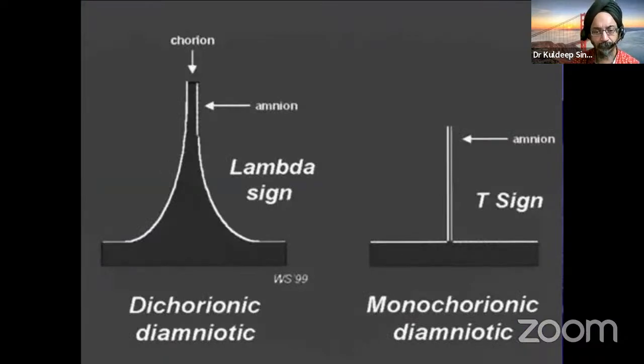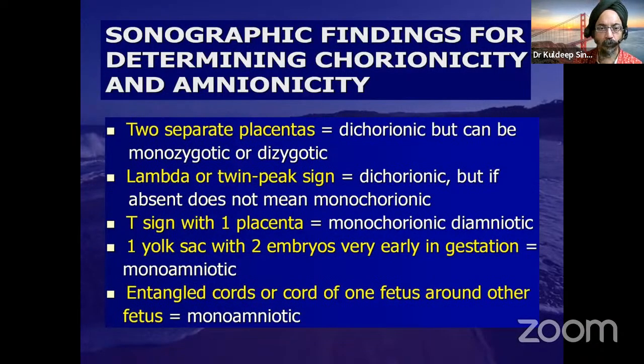The lambda sign is basically placental tissue going inside, which makes this appearance of a lambda sign. T sign is where there is no placental tissue going inside. That's why it's perpendicular. Let's say this is placenta, this is placenta, placental tissue going inside the membrane. In this case, it's a single placenta with 2 membranes. So 2 separate placentas, we're clear about it. Lambda, we're clear about. T sign, we're looking at monochorionic diamniotic.